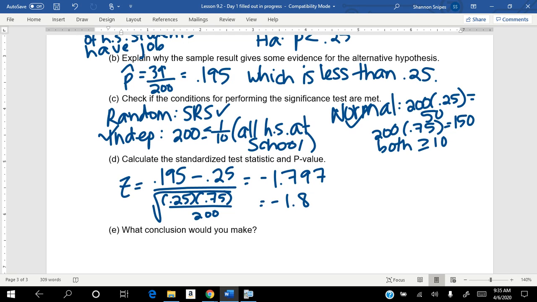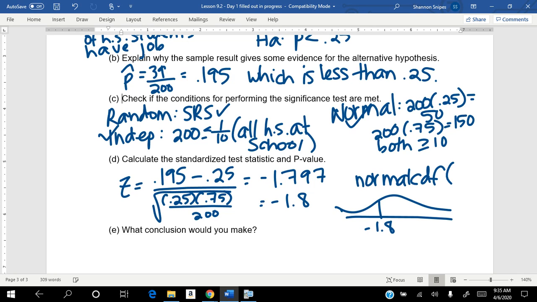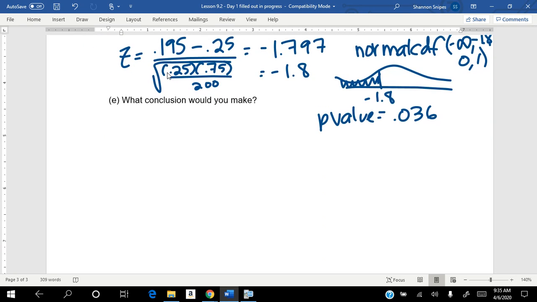So when we do normal CDF, we're looking for less than negative 1.8, so we're going to do normal CDF from negative infinity to negative 1.8. We get a p-value of 0.036. All right, so what conclusion would you make?